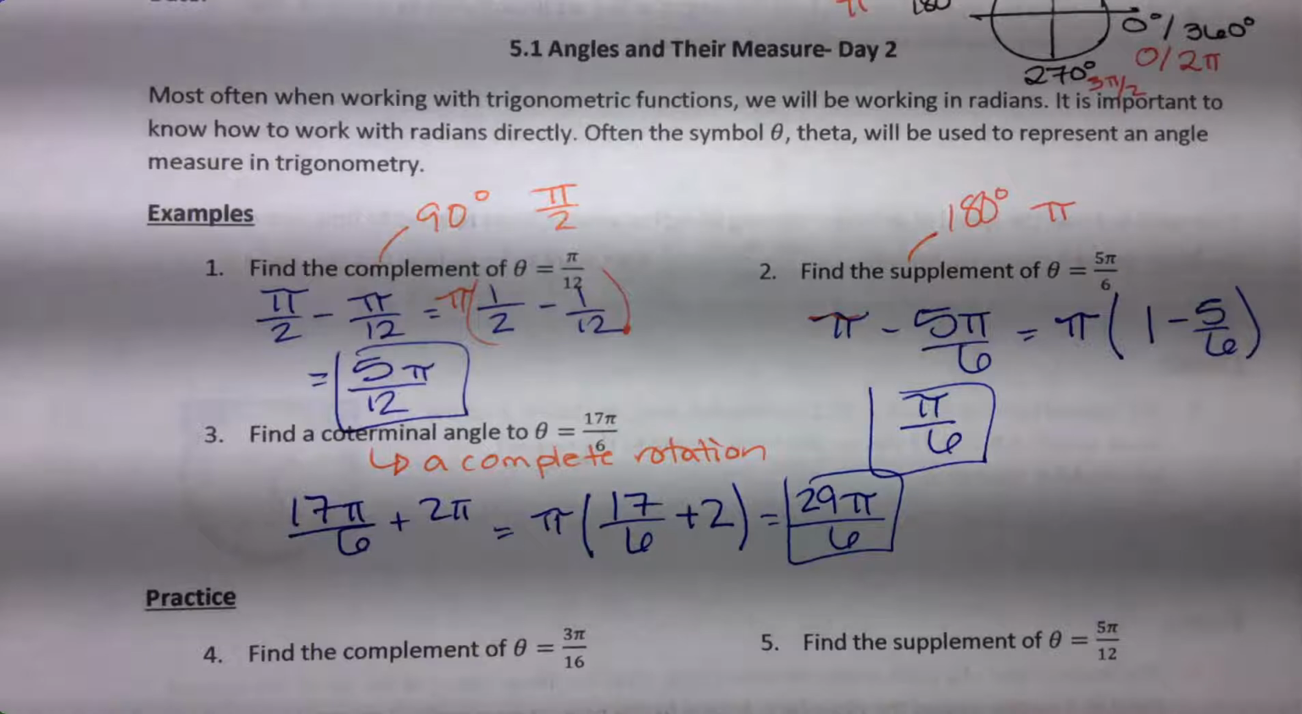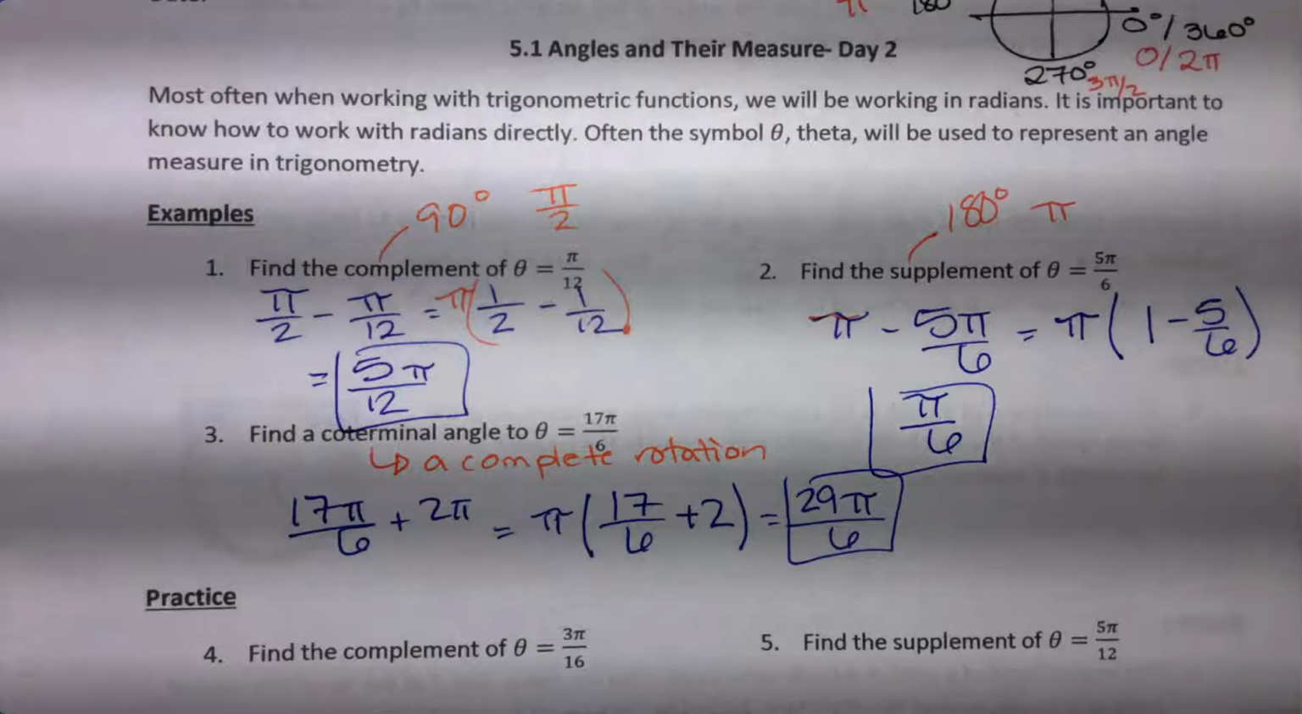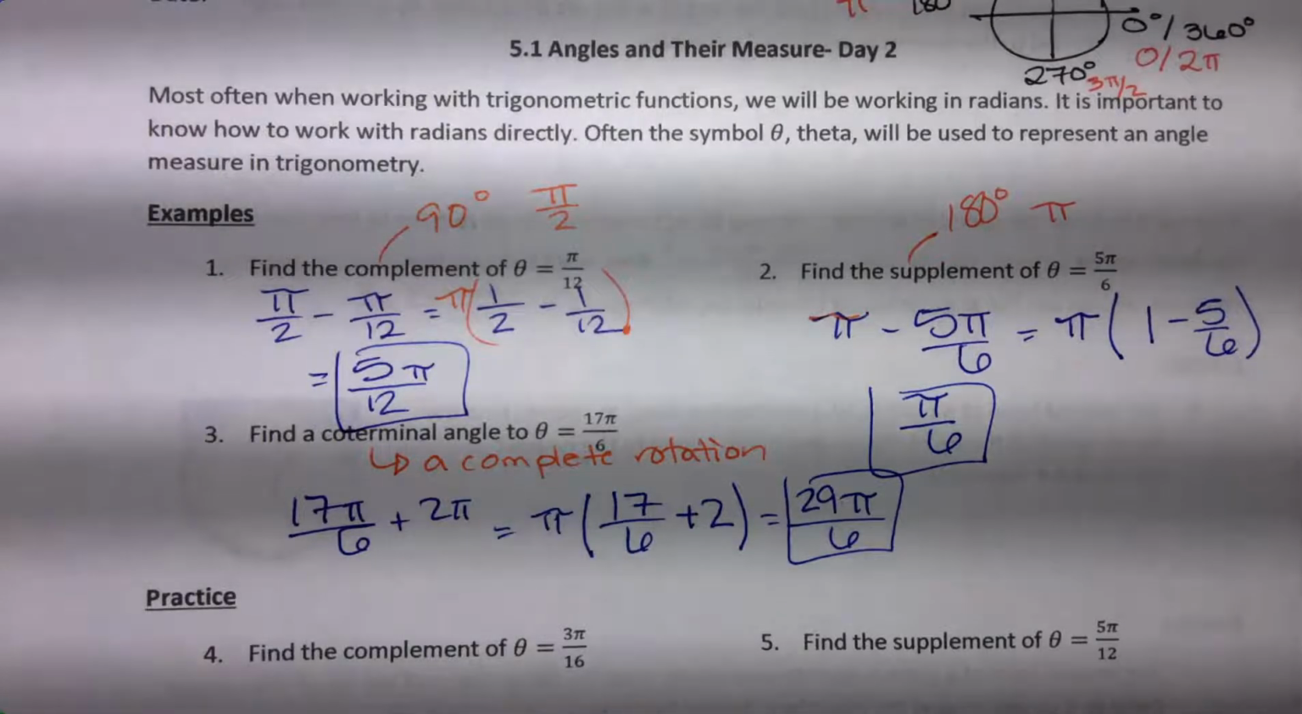On these kinds of questions, if I don't specify that I want one positive and one negative, you can go in either direction, and as long as you do the math right, I will mark you correct.